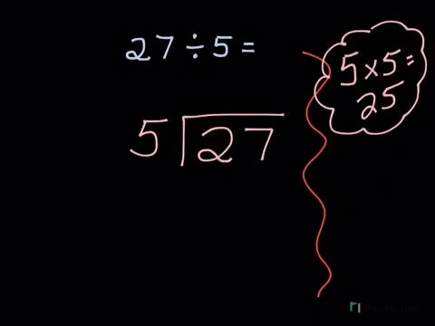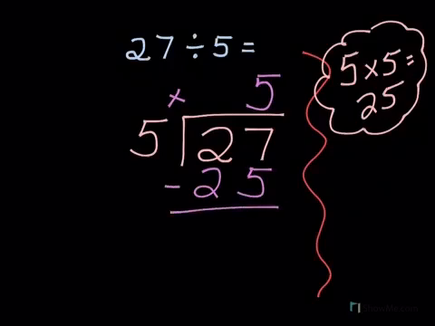One way to think about this is I have 27 of something and I want to put it into groups of 5. Well, I know 5 times 5 is 25. So I'm going to start there. I'm going to say 5 times 5 is 25. Subtract, and I know I have 2 left over.